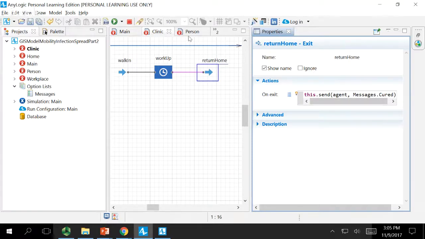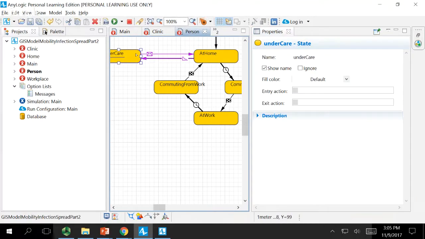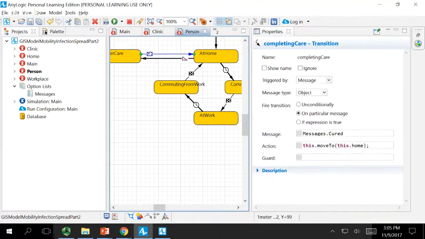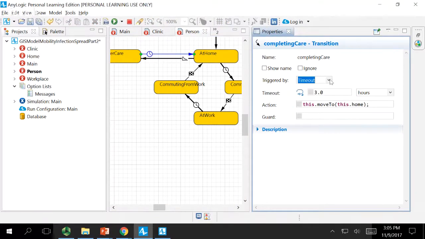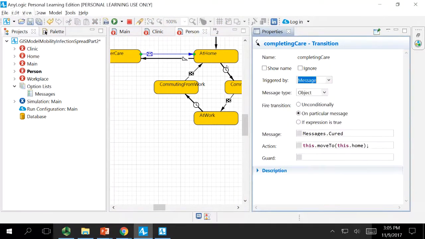So now we've taken the control over how long they're in this clinic out of the person. Before, this used to be, you'll recall, just 3 hours. Now we've changed it to be a message-based transition. So someone else triggers when we're done, when we're going home.